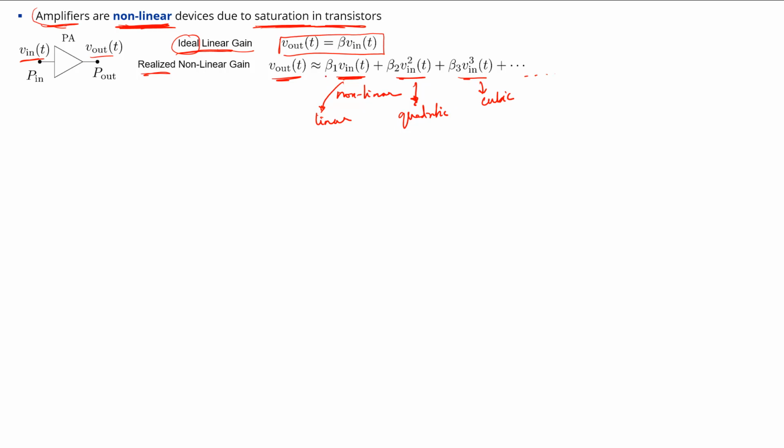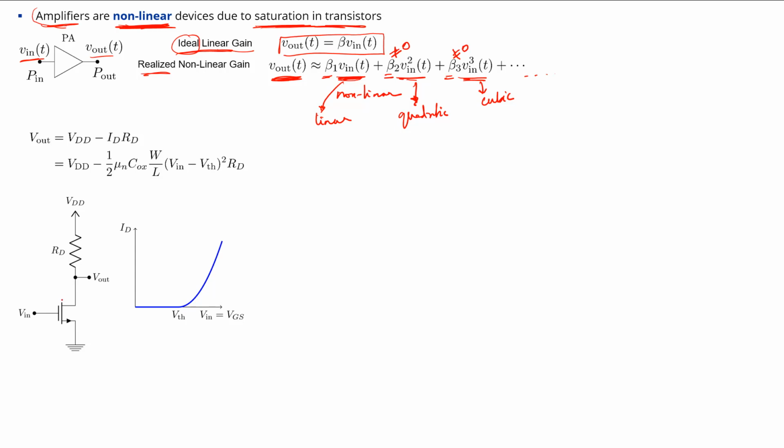Of course, it all depends on beta 1, beta 2, and beta 3, the weighting factors for each of those terms. But beta 2 in general is not necessarily equal to 0, and beta 3 is not equal to 0, which leads to the output depending non-linearly on the input, Vin.